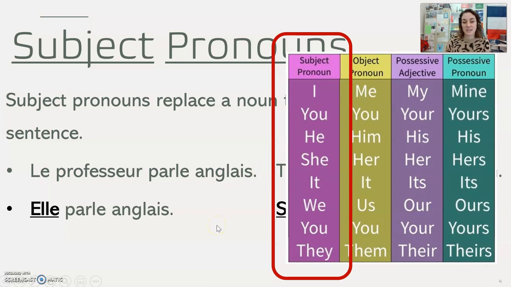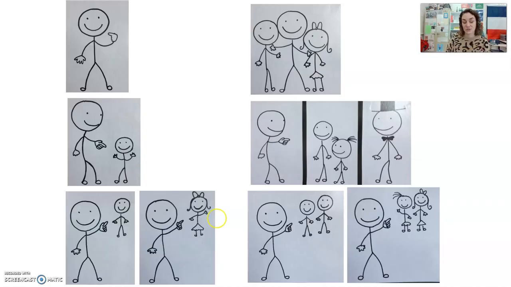Let's look at these in pictures first. So who can I talk about in my sentences? Well, first of all, I talk about myself all the time. So I'm going to talk about I. I'm not going to say me because me is not the subject. I'm not going to say me like. I say I like. So I is the first one.